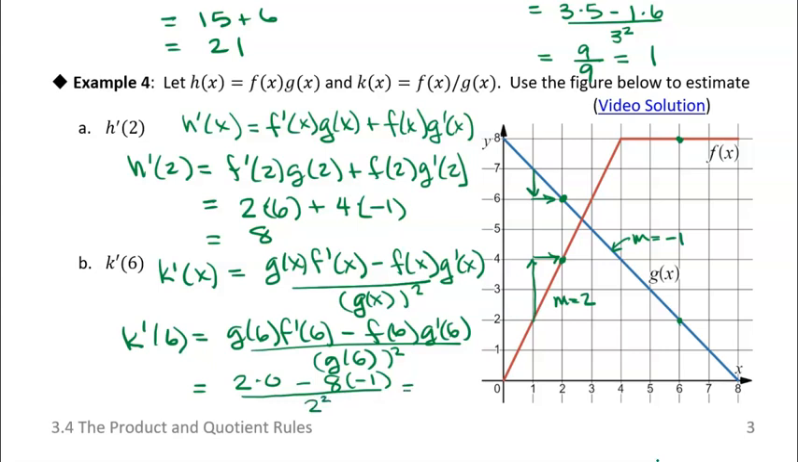All right, so what do we have? We have a minus 8 times a -1, so that's 8 over 4, which is 2. So my final answer is 2. All right, that's all we've got in this section, and I'll see you in class.